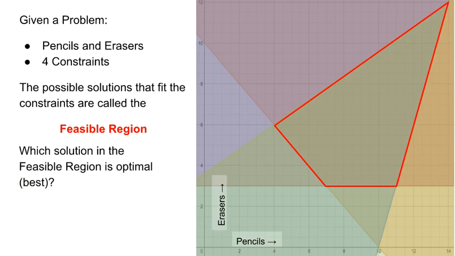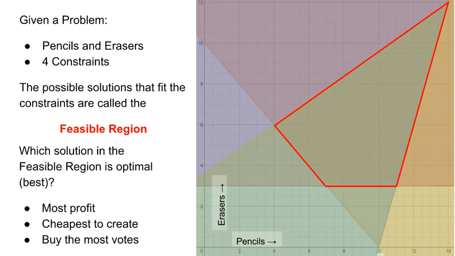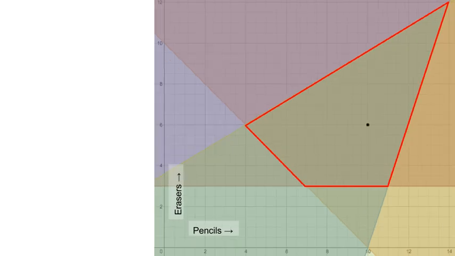Which solution in the feasible region is optimal or best? That's usually what we're trying to figure out. But optimal or best depends on what we're talking about. We might be trying to find the most profit, or maybe we're trying to get the cheapest to create, or maybe we're trying to see which solution will buy the most votes in the next Dominican election. I don't know. It depends on whatever you're being asked. So let's explore this a little bit more.